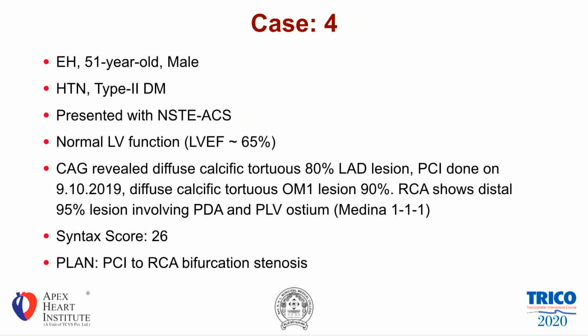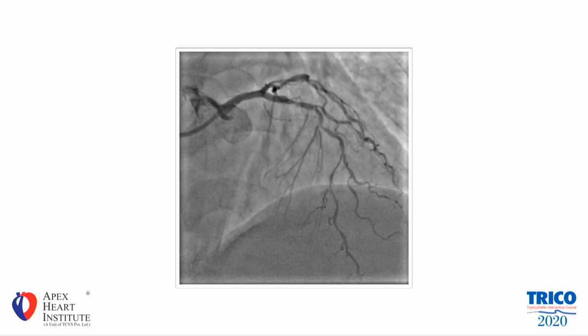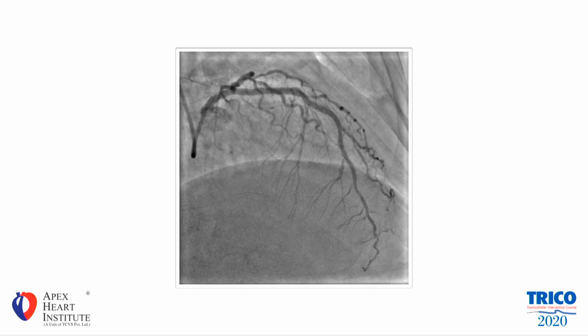Hello. We'll move on to our next case. A 51-year-old male, diabetic, hypertensive, presented to us with NSTE-ACS with normal LV function. CAG revealed triple vessel disease. You can see a long segment diffuse lesion in the LAD, which was stented with a good result.